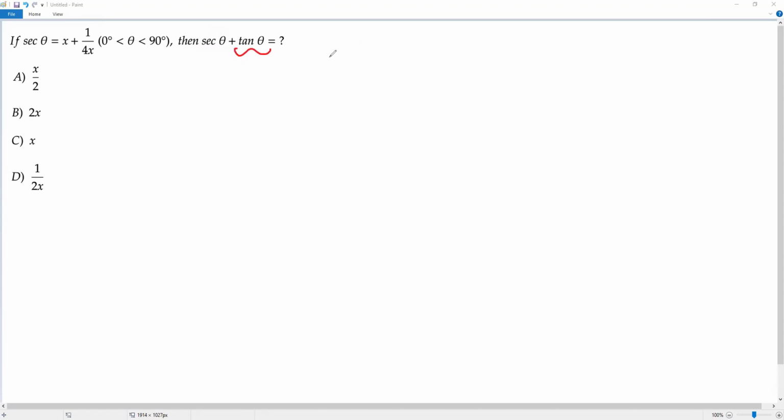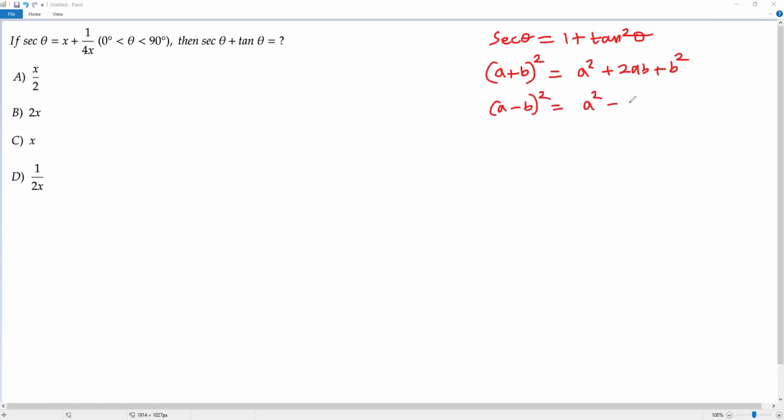To get tangent theta, I'm going to use one identity in trigonometry and two identities in algebra. In trigonometry, I'm going to use one of the Pythagorean identities, that is secant squared theta equals 1 + tangent squared theta. And two identities in algebra. The first one is the expansion of the square of a binomial, that is (a + b) squared equals a squared + 2ab + b squared. And the other identity is (a - b) squared, whose expansion is a squared - 2ab + b squared.